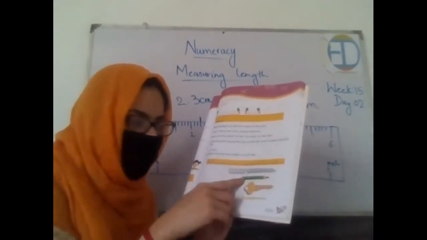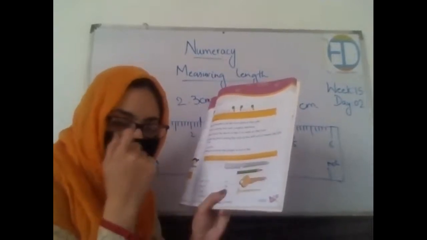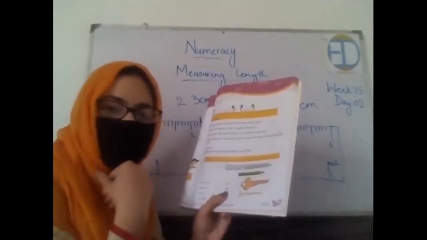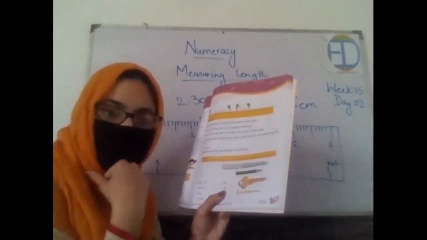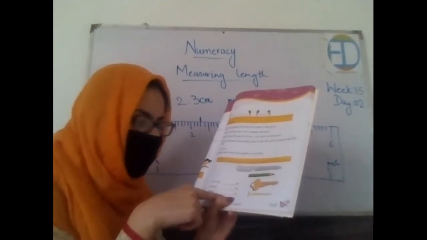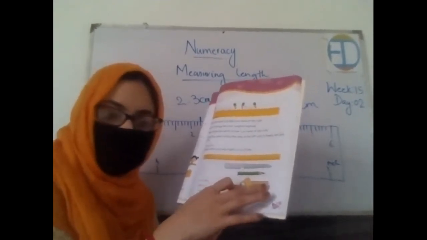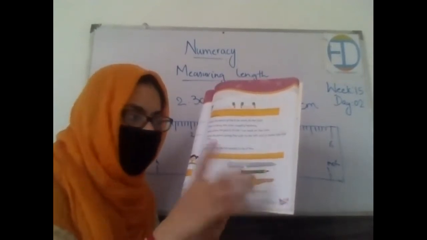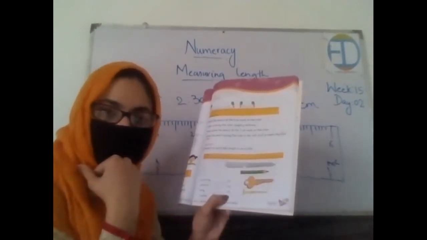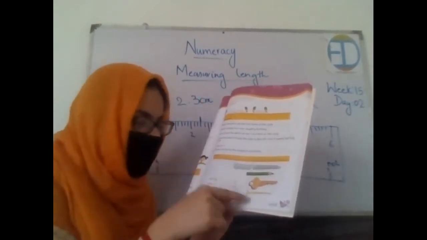Look at the next one. The pencil starts from 8 and ends at 14. Subtract 8 from 14 and tell me what's the answer. 6. Excellent. Look at the next one. The key starts from number 9 and ends at number 15. So what's the answer? Subtract 9 from 15. 6. Great.